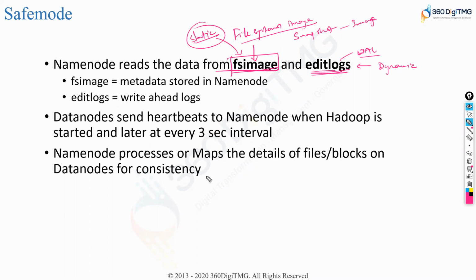Now, when the services are up and running, the FS image does not get edited. It is a static file. Remember, you will not touch it. Only the edit logs keep getting updated, right? So for any transaction, first it is recorded in the edit logs, then the transaction gets executed. Okay, so that's the flow.